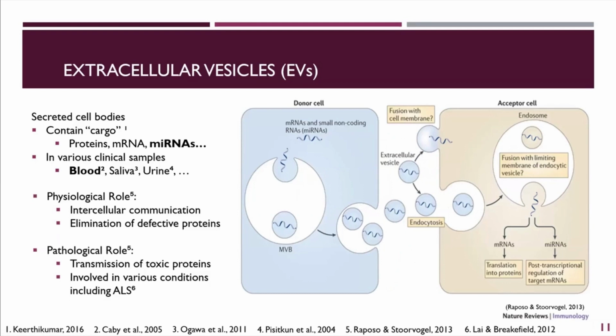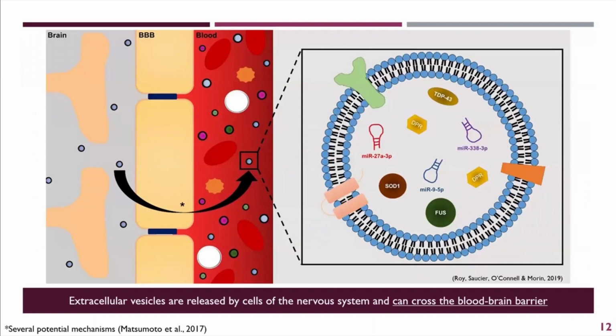As you can imagine, if they're transporting different messenger RNAs from one cell to another, those messenger RNAs, when they're in the new cell, could be translated into proteins that have functions. Another good thing about them is they can also help with eliminating defective proteins out of a cell. However, as you can imagine, that means they can also have a pathological role. They could be responsible for transmitting toxic proteins from one cell to another. And in fact, this seems to be seen in some ALS models, where it seems like these extracellular vesicles may be playing a role in ALS propagation throughout the body.